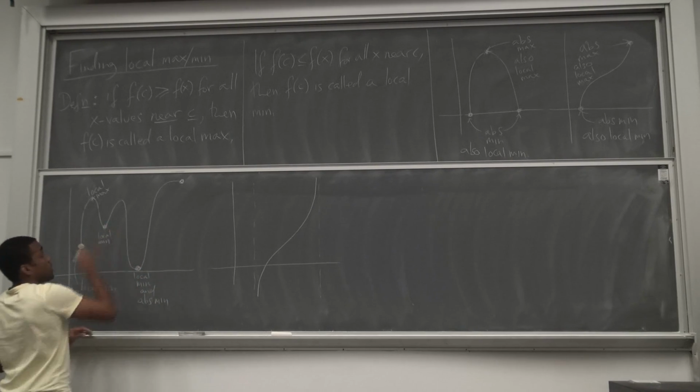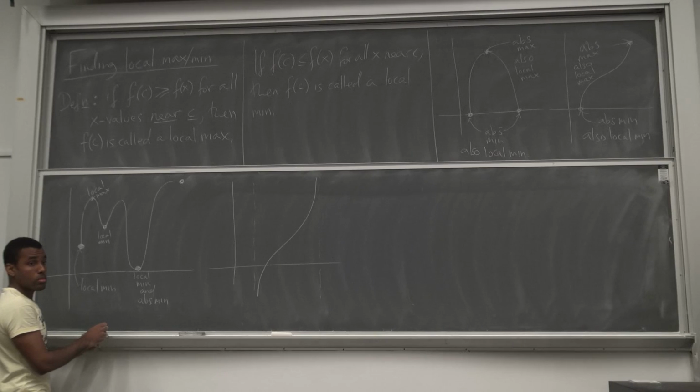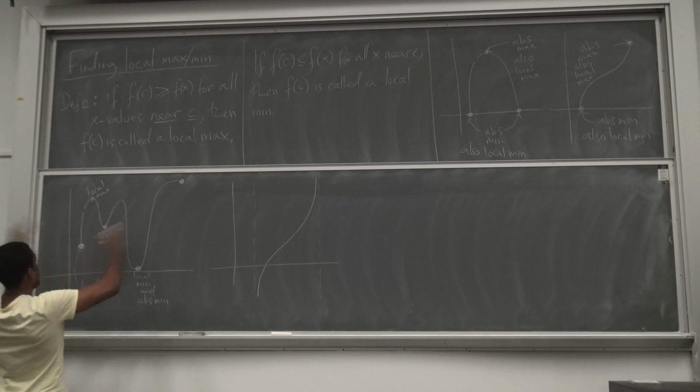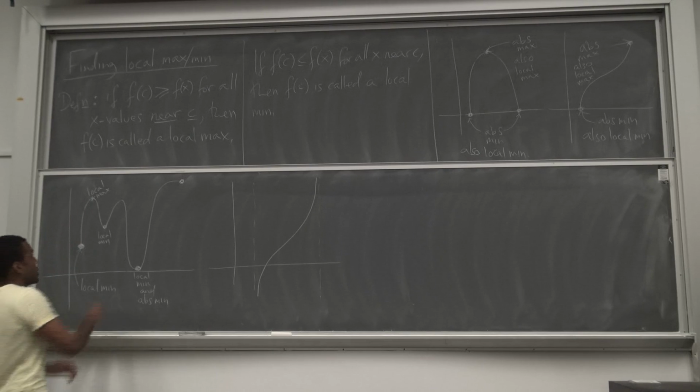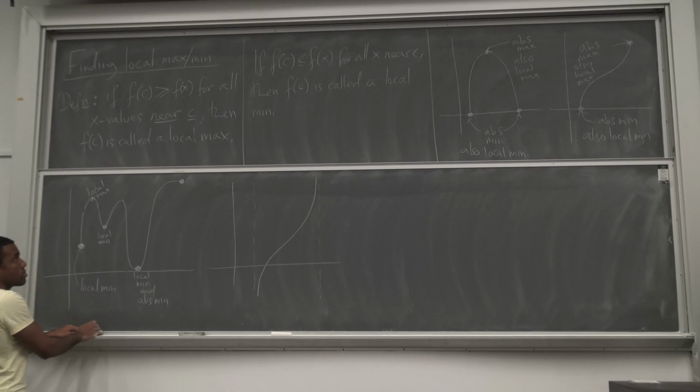I have a question. Yes. Absolute means in general, you're looking at the entire picture. So if it's absolute, then that means it's local. Absolute is automatically a local, yes. But not all locals are absolute. And you could have many local minimums or maxes. You can have several, yes.